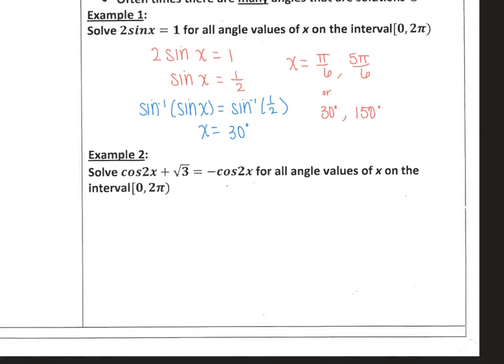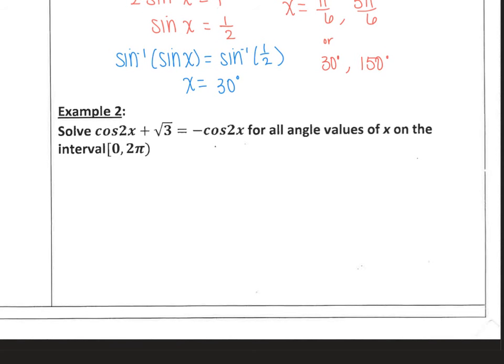So let's do the second example together. So we have cosine of 2x plus the square root of 3 equals negative cosine of 2x. So this was one of those situations where we do have trig on both sides, but we want to get them combined. They are considered like terms because it's the same function, same what's on the inside, the 2x. So we're going to get them together. So we have cosine of 2x plus the square root of 3 equals negative cosine of 2x. So we can get them all on one side. So we have square root of 3 equals -2 cosine of 2x. You can treat them like variables.